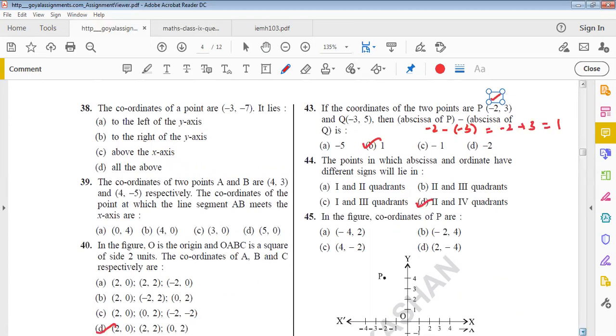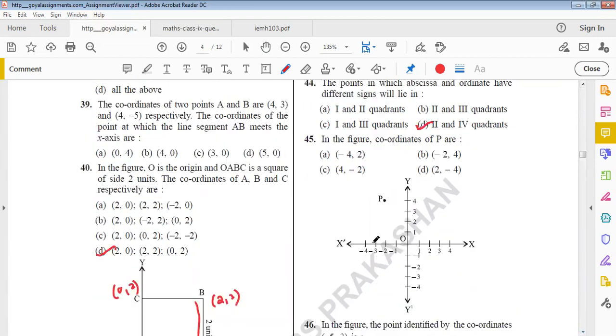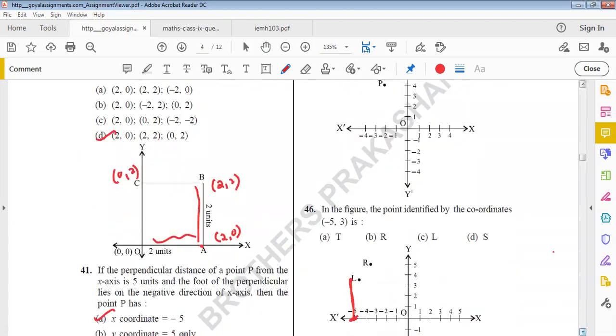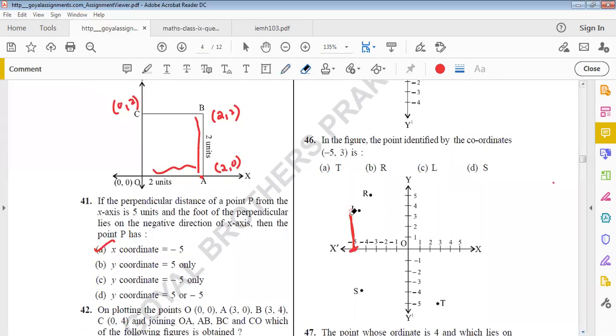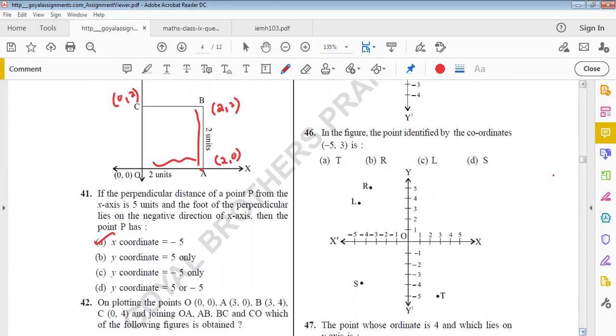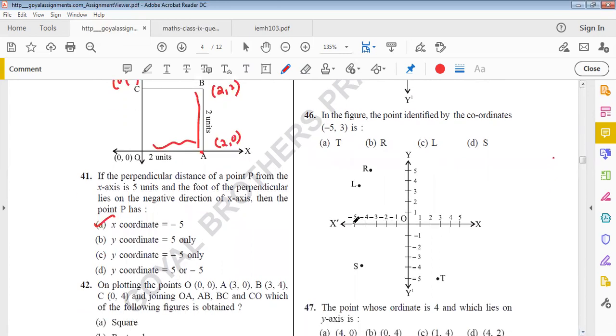In the given figure, what is the P value? See, on the negative direction 2 units, and positive direction, so (-2, 4). Next one. In the given figure, identify the coordinates of (-5, 3). It means 5 units on the left side and 3 units on the top. So it is point L.